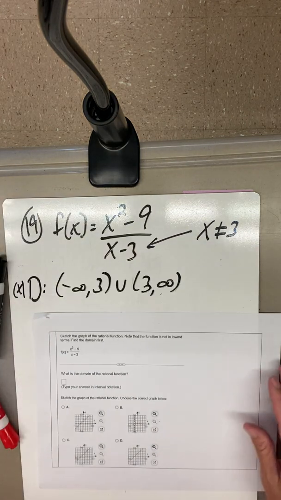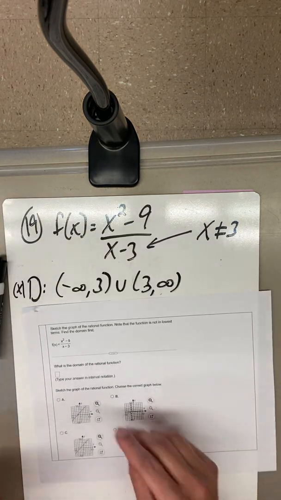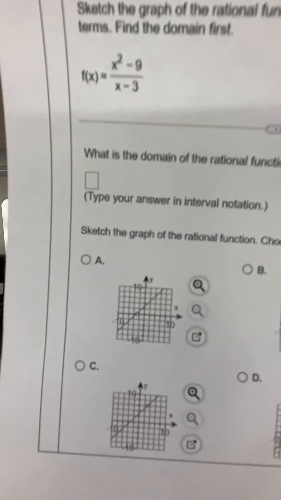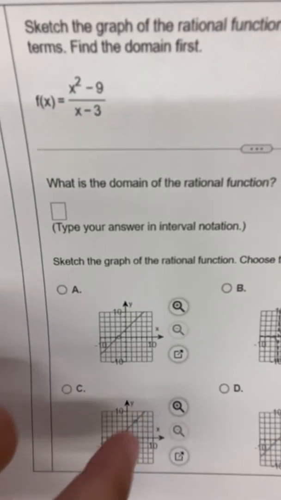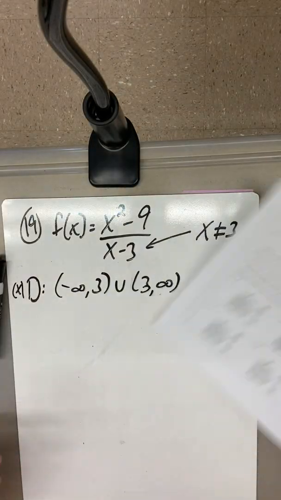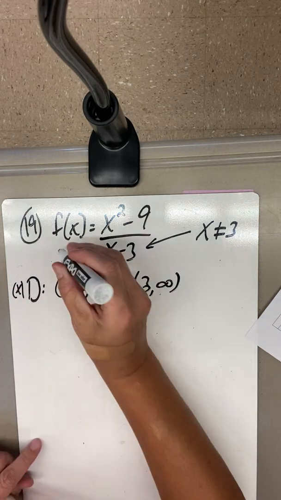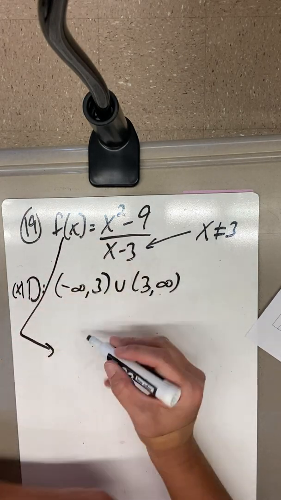So there's a hole in the graph at x equals 3, which is going to make the choice C because there's a hole when x is 3, there's no y value. Okay? So the answer was C on that, but I would like to tell you this. I want to show you this real quick. If I had time, I would teach you.